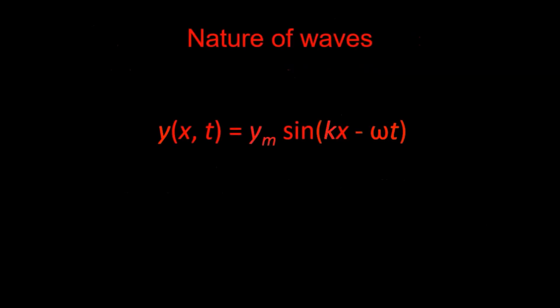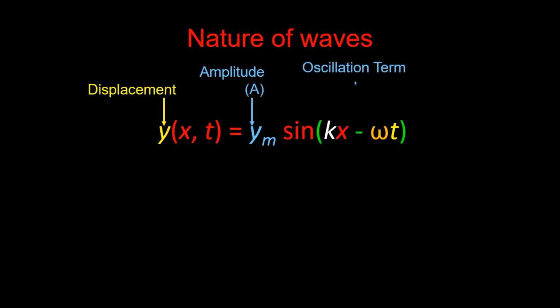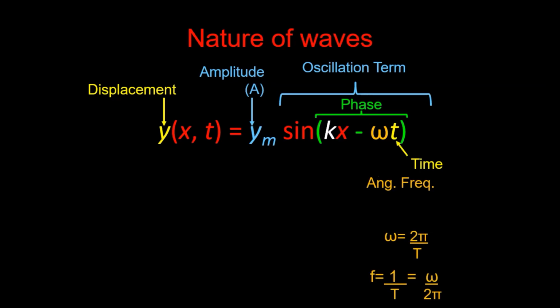So just a quick reminder on the nature of waves. We had our displacement, of course. We had our amplitude of our wave being ym or a. We have our phase term and of course the oscillation term, which encompasses our harmonic. We have our time, angular frequency, the displacement position x of course, and we have angular wave number. K is equal to 2 pi over lambda.